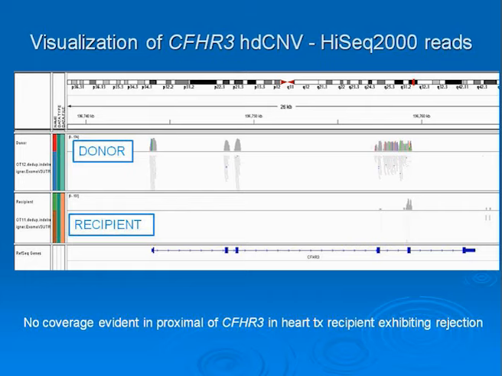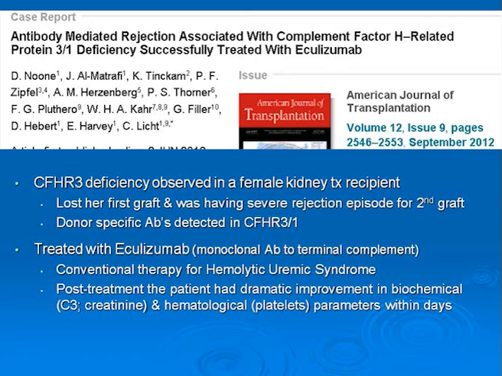And this is actually a pretty important gene because it has come up before in kidney transplantation, where a 13-year-old girl rejected her first kidney and was in the stages of late rejection on her second transplant. And she was shown to have donor-specific antibodies to complement factor H-related 3 and 1. And she was actually treated with a monoclonal antibody to terminal complement, which actually rescued her phenotype here.